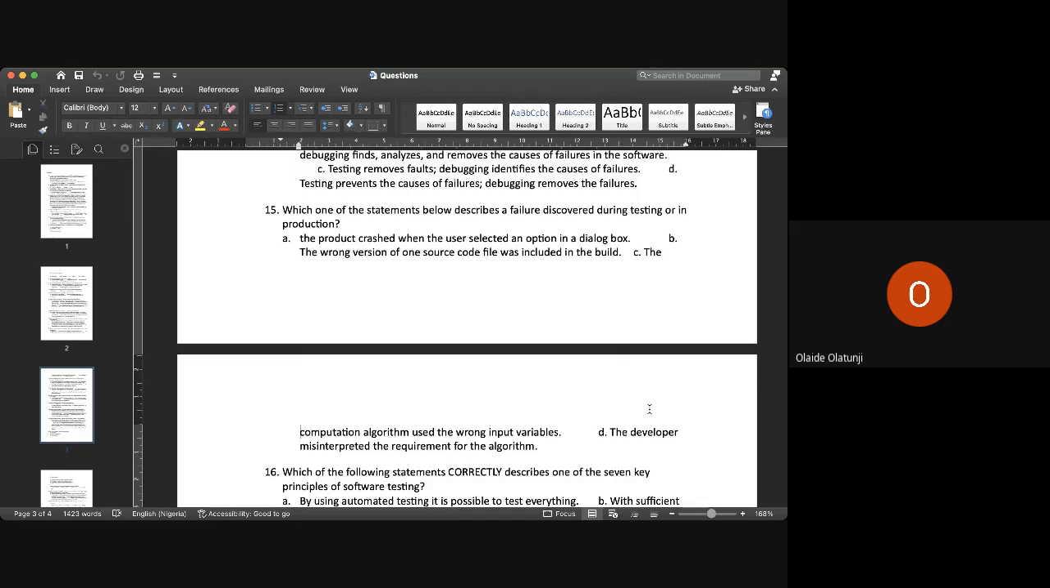So the user selected one option. The wrong version of the source code file was included in the build. How does this affect the user? Okay. Computation algorithm used the wrong input variables. How does this affect the user or the tester? Developer misinterpreted the requirements for the algorithm. How does this affect the user or the tester? All these are just prelude to defects, which later lead to failures.